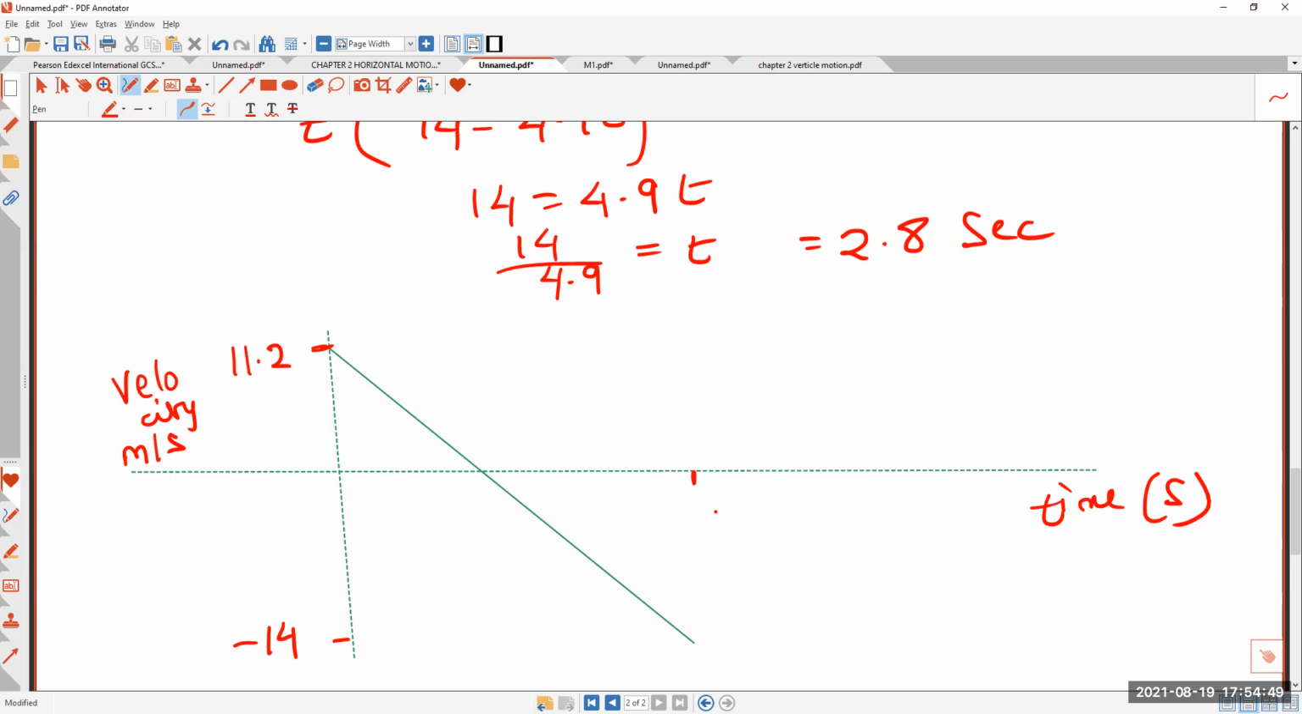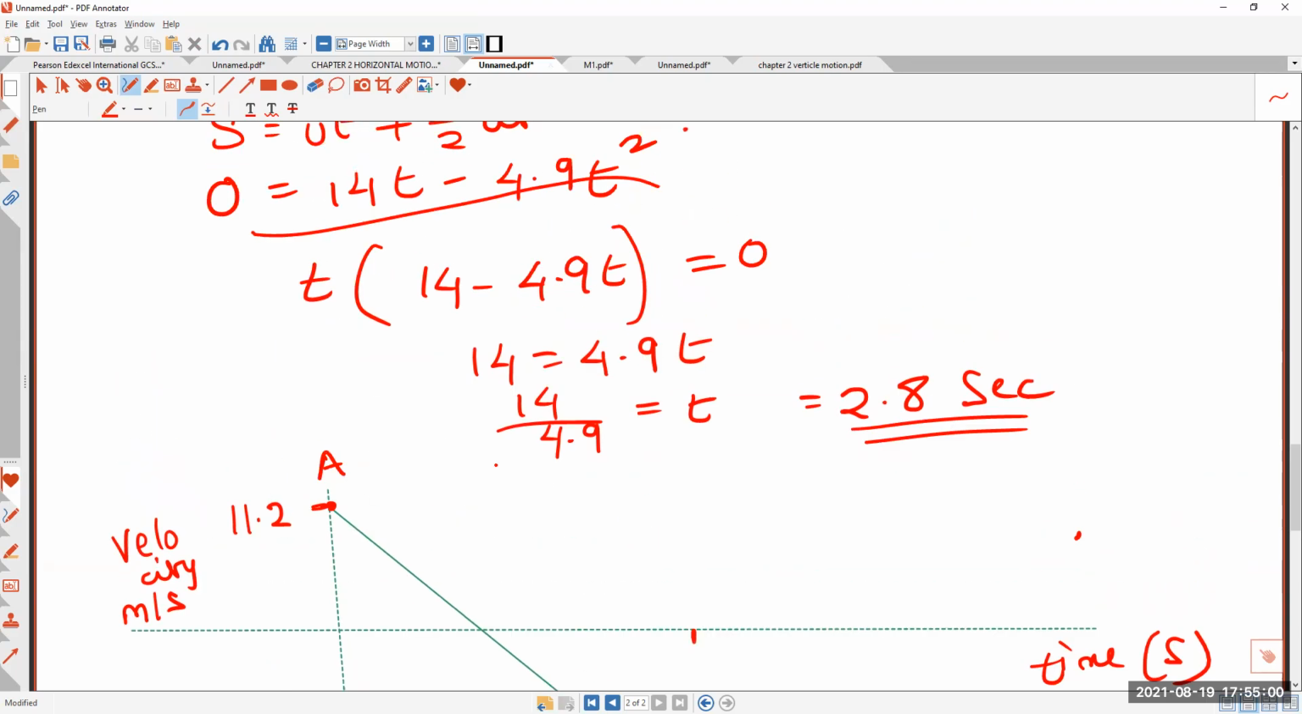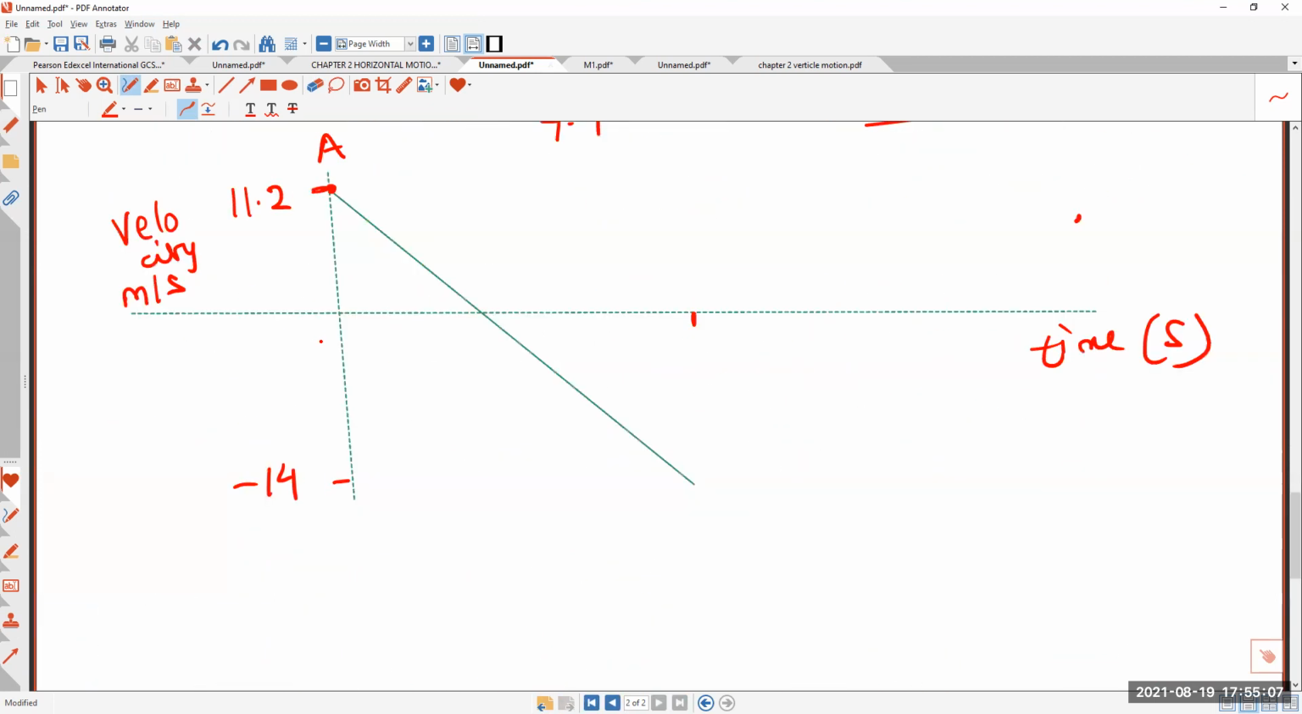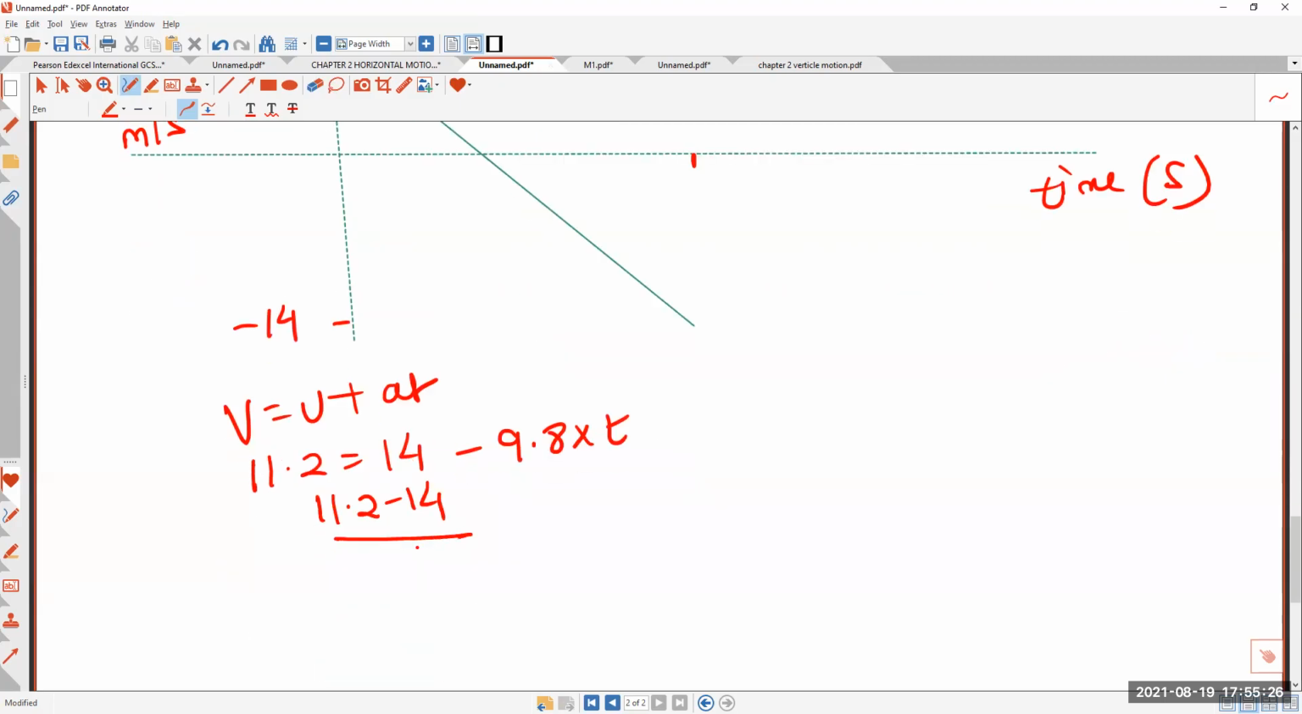So the problem is I cannot write that 2.8 second over here because that 2.8 second is from the starting position. আমি আমার গ্রাফটা starting position থেকে draw করতেছি না. I'm drawing my graph from A. Now let me see how much time did it take from the starting till A. V is equal to u plus at. ফাইনাল ভেলোসিটি কত 11.2 ছিল, ইনিশিয়াল ভেলোসিটি কত 14, মাইনাস 9.8 into t. So 11.2 minus 14 divided by minus 9.8 কত পাচ্ছ? 0.28 সেকেন্ড। সবাই কি বুঝছে?